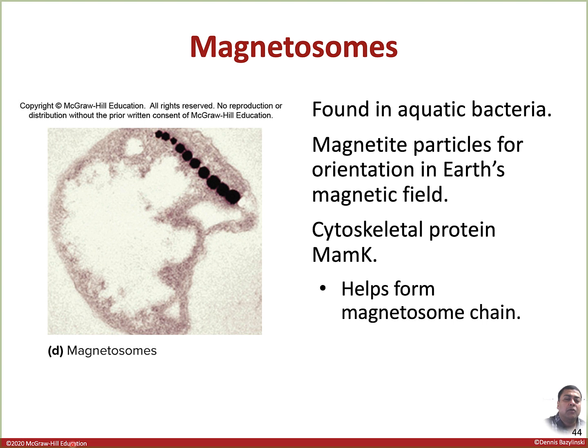So the next thing we are looking at is the magnetosomes. These are found in aquatic bacteria, and they are made up of either magnetite, which is an oxide of iron, or greigite, which is sulfur conjugated to the iron. These greigite or magnetite particles are taken up by the bacteria, and they orient themselves to the Earth's magnetic field. The cytoskeletal protein MamK actually helps to form these magnetosome chains inside the bacteria. Unless they are in this chain form, they cannot align themselves to the Earth's magnetic field. So what is the function of this?